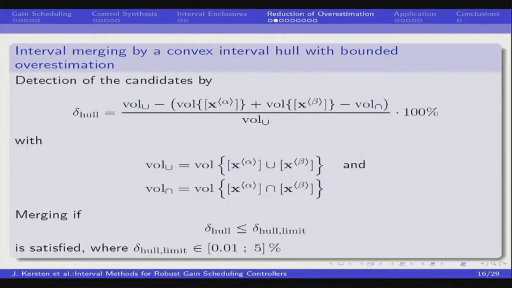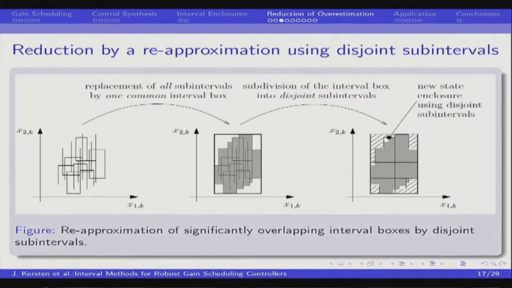So another reduction is a reduction by reapproximating using disjoint subintervals. This is basically done in two steps. The first step is that all subintervals are replaced by one common interval box, and then this interval is once again subdivided into disjoint subintervals.